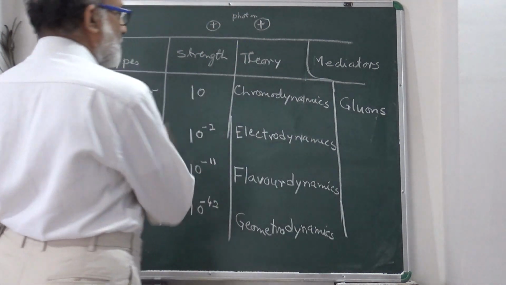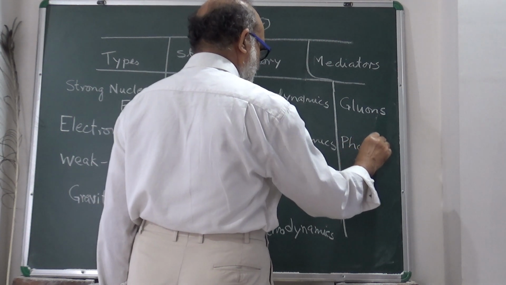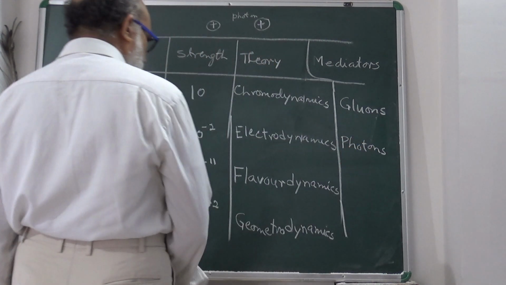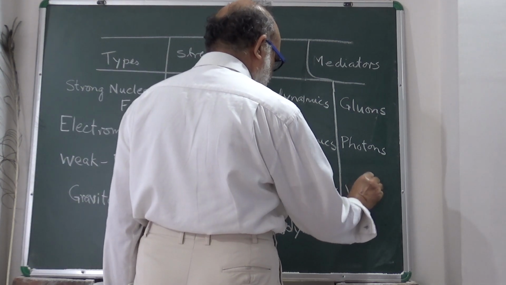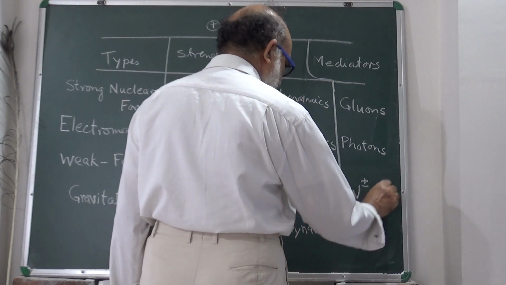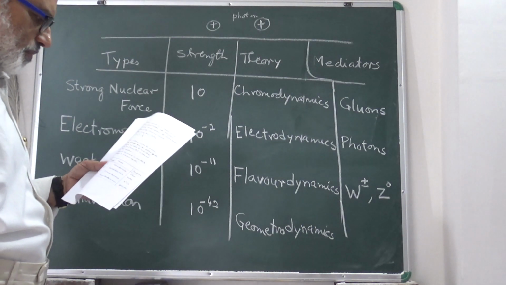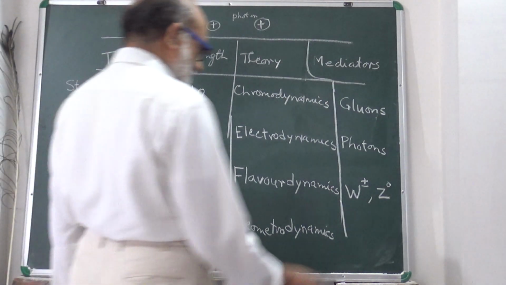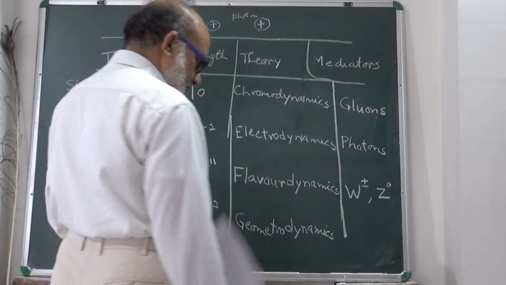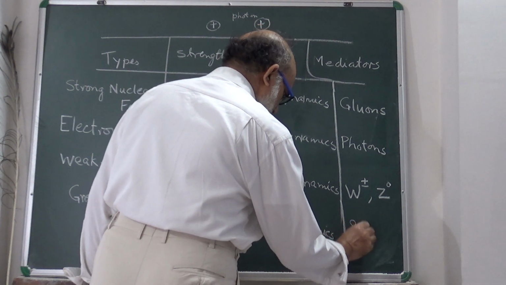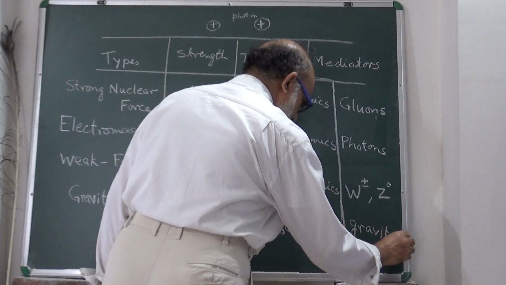The mediators for electromagnetic force are photons. For the weak nuclear force, we have W plus, W minus and Z. And for geometrodynamics, it's not yet discovered, but the proposed name is gravitons. Not yet discovered.